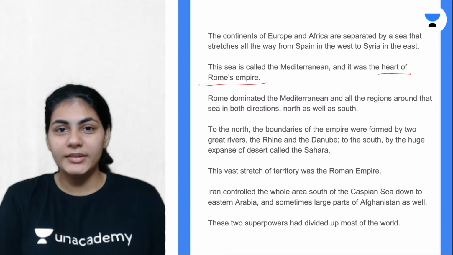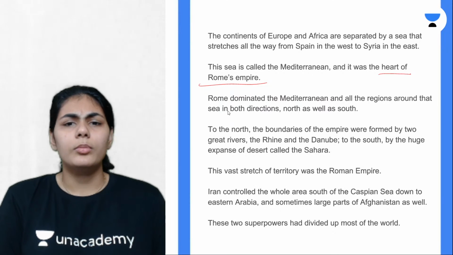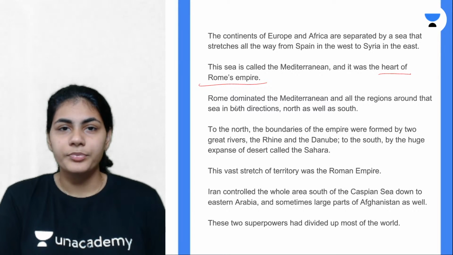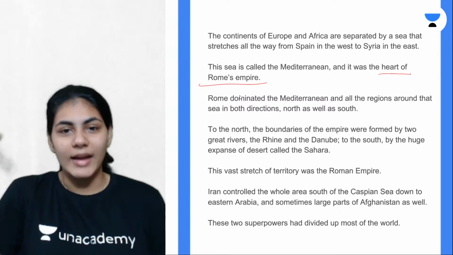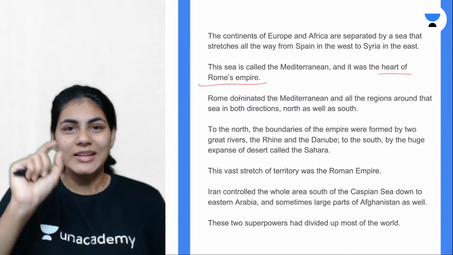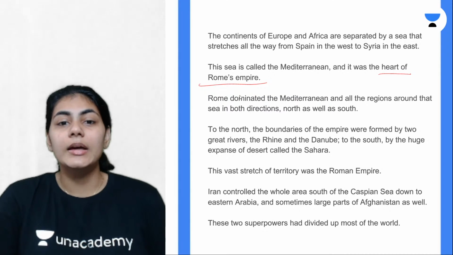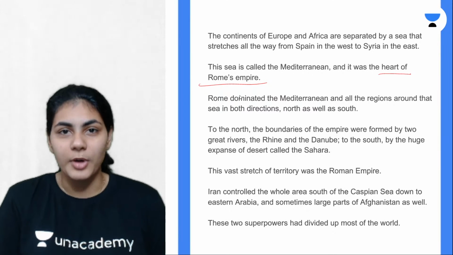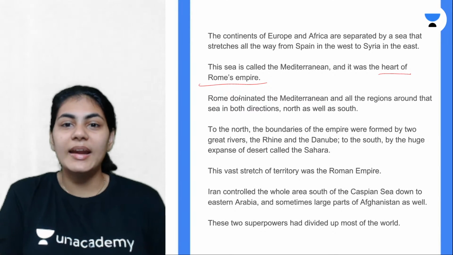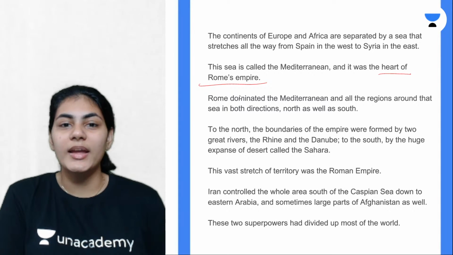Anyways, we're talking about the Mediterranean Sea, often referred to as the heart of Rome's empire, right? So the Roman Empire basically dominated this Mediterranean Sea, and also the regions surrounding this sea in every direction possible, like north as well as south. Whatever regions are located around the Mediterranean Sea, all of these were dominated by Rome, right? That is why Rome was prosperous. All of that revenue, all of that income coming from the trade happening in the Mediterranean Sea is coming to the Roman Empire. That's why it's very, very prosperous.